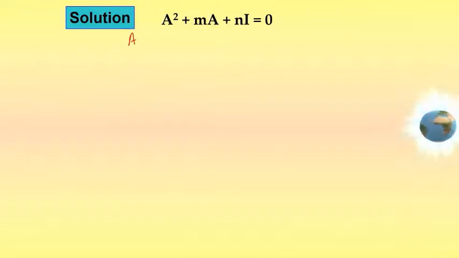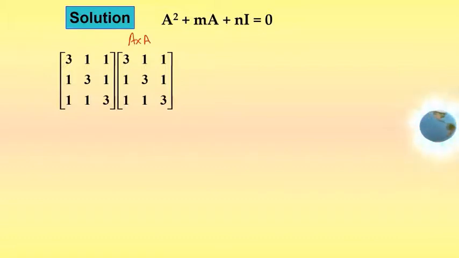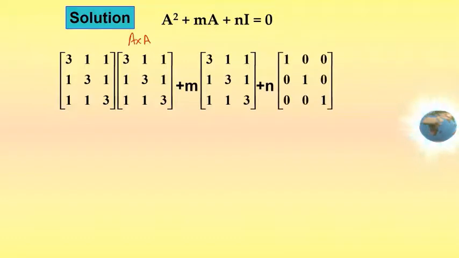Okay, A squared plus mA plus nI equals 0. In matrices, we don't have any square operation. So if you find something like this, it means that this is A times A. Matrix A times matrix A, not square. Matrix A times matrix A plus m matrix A plus n matrix identity equals matrix 0.